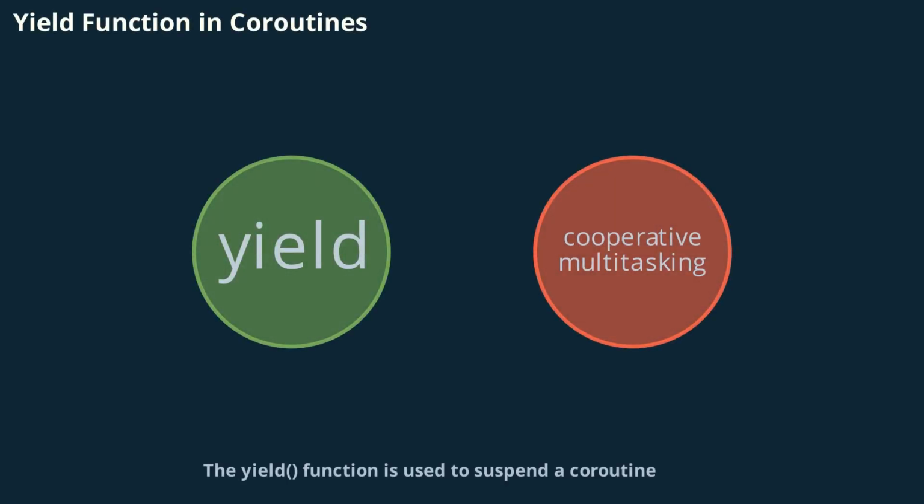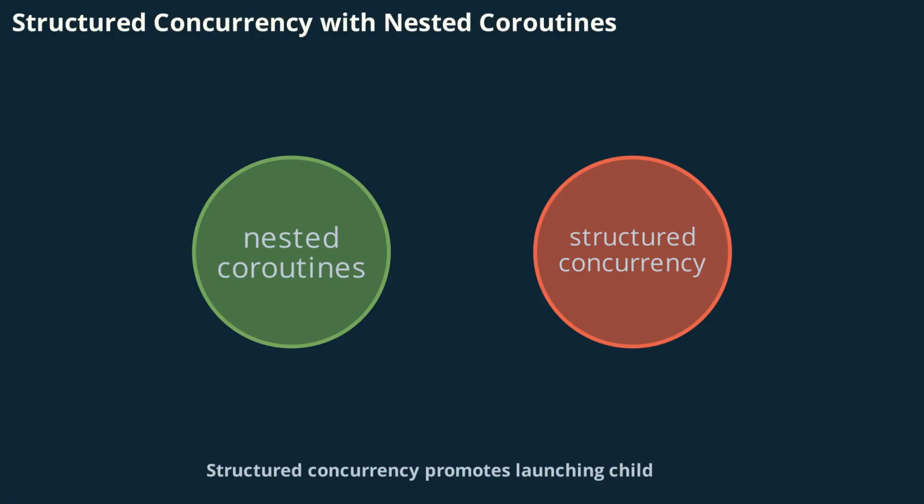The yield function is used to suspend a coroutine, allowing other coroutines to run. It's similar to cooperative multitasking, where a coroutine voluntarily yields its execution to give other coroutines a chance to execute, improving concurrency. Structured concurrency promotes launching child coroutines within a parent coroutine scope.